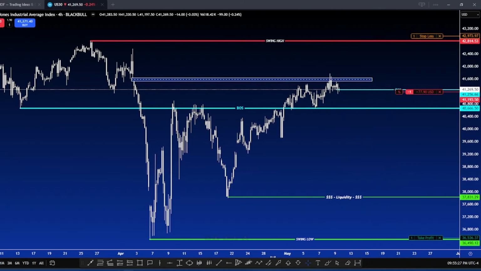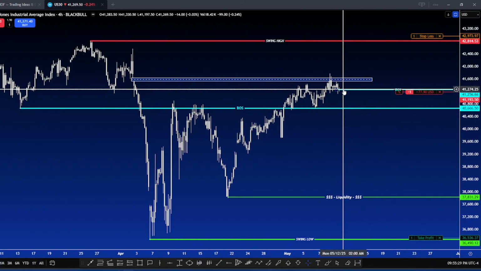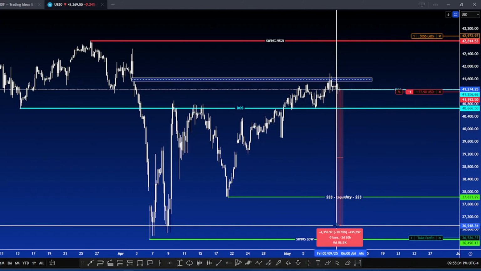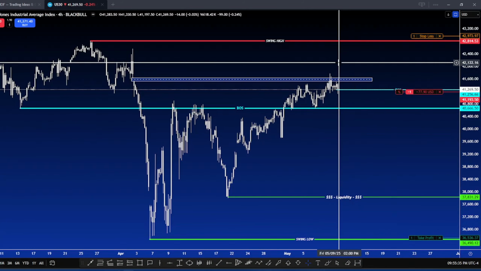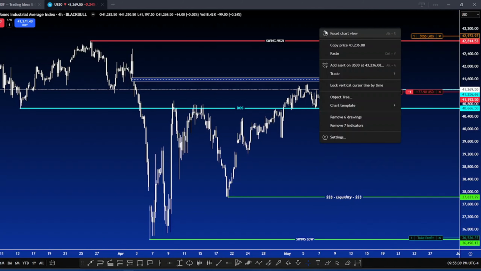And we had over 3,000 points on the table for NAS. With US 30, we're talking 4,000, 5,000 points, guys. This is how you get paid. This is how you make a change in your Forex trading.